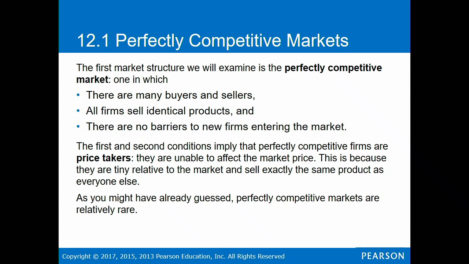So the first and the second condition, the many buyers and sellers and the identical products, imply that these firms in a perfectly competitive market are going to be what we call price takers. Because they can't affect the market price, they have to be willing to accept whatever the market price is. They're going to be very tiny relative to the entire market. So think of thousands of farmers selling wheat, like in the US agricultural market. Because there's so many, one of them increasing production isn't going to do anything to price.